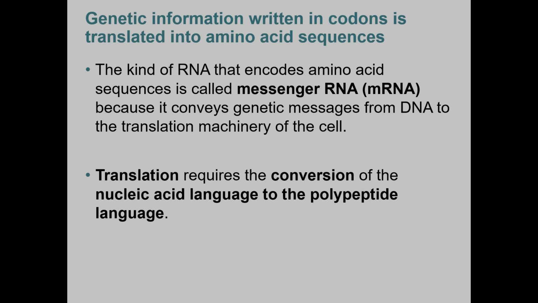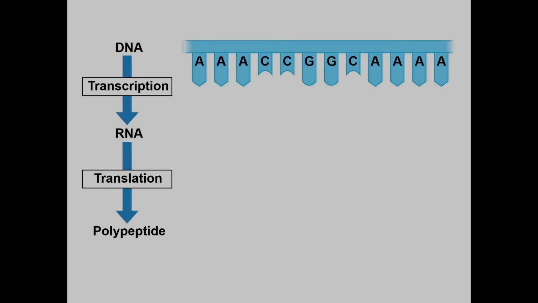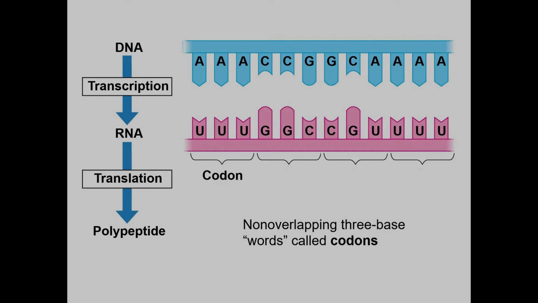So for example, if we have a situation where we have the following DNA, AAA, CC, GGC, quadruple A, we would want to create a transcript of that. That's going to be the complementary sequence. This complementary sequence can be divided into what we call codons. Codons are non-overlapping three-base words. Those words form a sentence, and that sentence can be used to add amino acids.